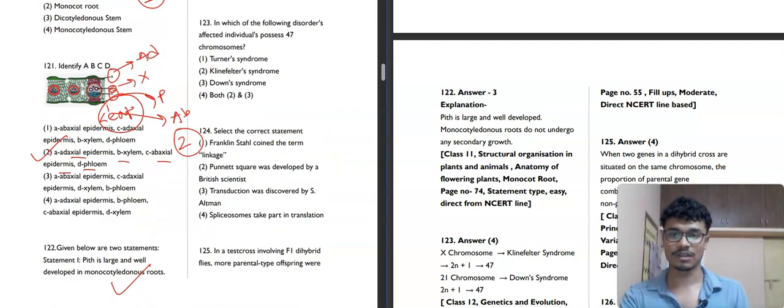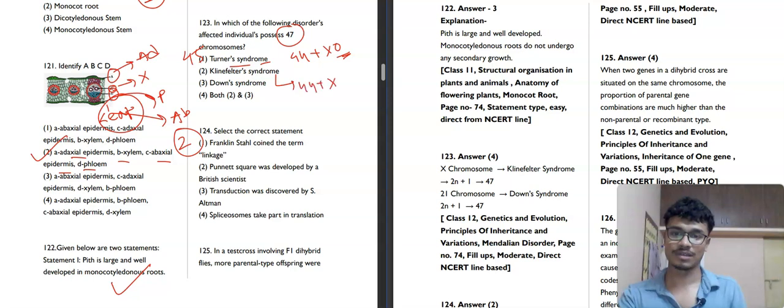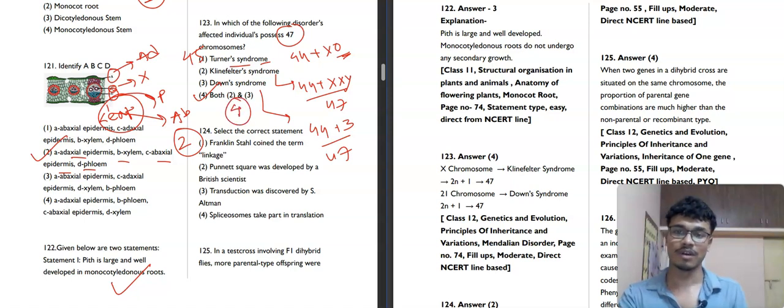Now we'll move toward the next question, that is question number 123. What is it saying? In which of the following disorders does the affected individual possess 47 chromosomes? Turner syndrome. Can you tell me about Turner syndrome? It is I think 44 plus X, so one chromosome is absent. That is 45 chromosomes, not 47. Klinefelter syndrome is 44 autosomes plus XXY, that is 44 plus 3, so 47. Then Down syndrome is trisomy 21, that means 44 plus 3, that is also 47. So both second and third. The fourth option is our correct answer, which have 47 chromosomes.